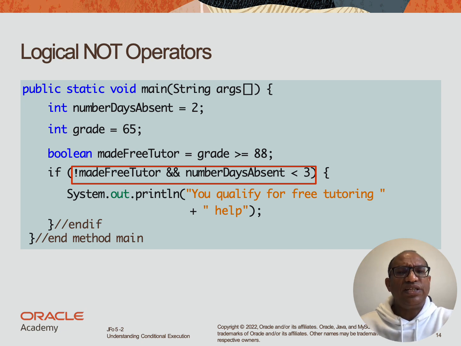This example illustrates the logical NOT operator, because the grade is equal to 65. Not madeFreeTutor is true because madeFreeTutor is false. The combined expression evaluates to true, and the following output is displayed. You qualify for free tutoring help.